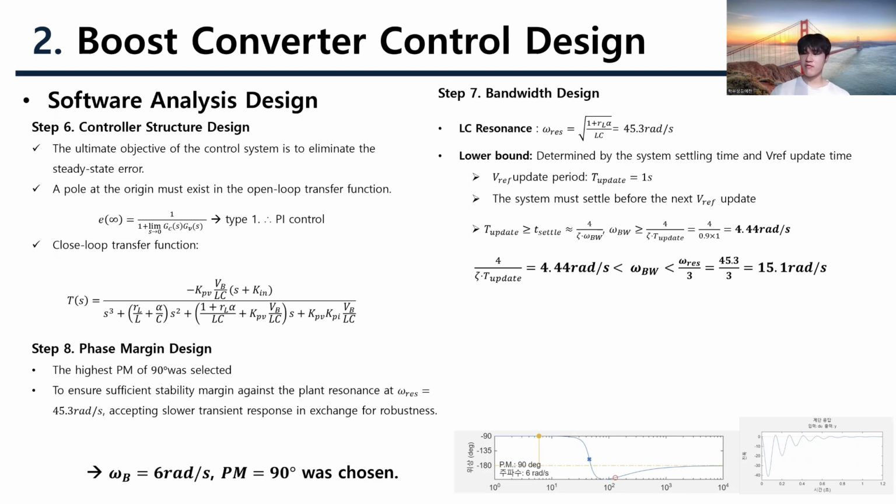For bandwidth design, we first confirm the LC resonance frequency is 45.3 radian per second, and this value is independent of RL within a given range of 0.03 to 0.1 ohms. So we just choose 0.03 ohms to reduce the loss. The lower bound of bandwidth comes from the settling time condition with zeta of 0.9, corresponding to a phase margin of 90 degrees. We required that.